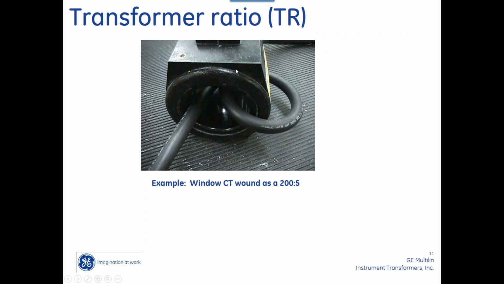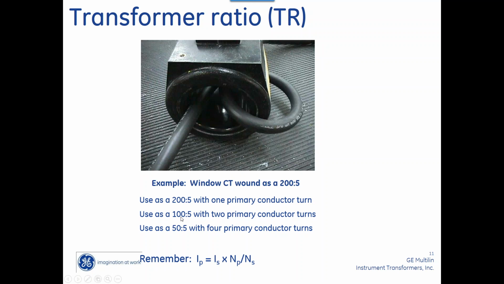So if you have a CT that's too big, or you need a higher class CT, that's a good trick to figure out a way to get around and change your ratio. Excellent. So I could use a 200 to 5 with 1, 100 to 5 would be 2, 50 to 5 would be with 4.